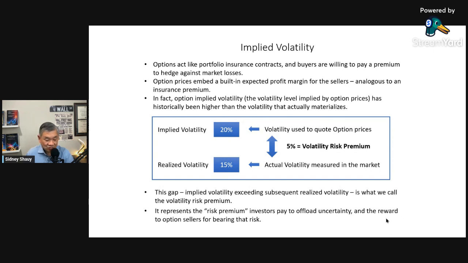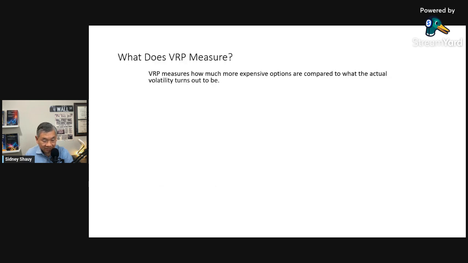And they need that extra reward to not only protect themselves against the event of losing money, but at the same time make a profit for themselves. All right. So that's the concept. So what does the VRP measure? The VRP measures how much more expensive options are compared to what actual volatility turns out to be.